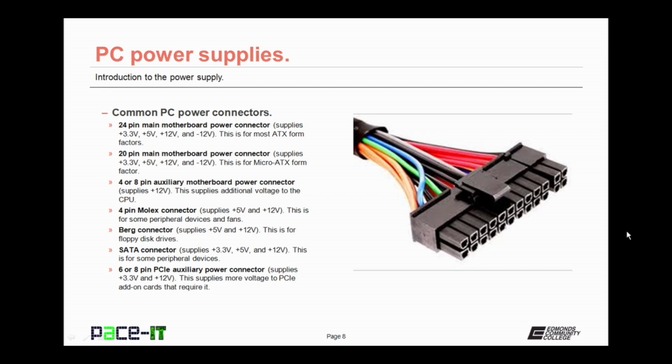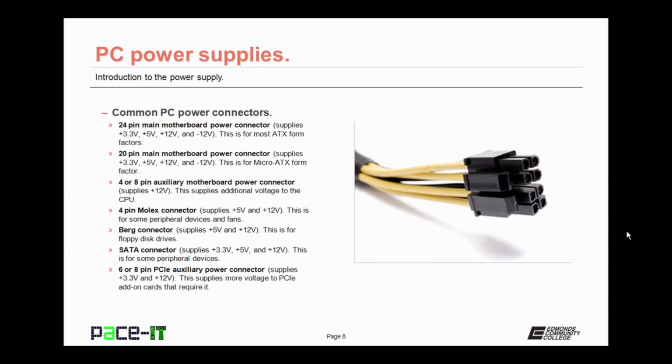There is the 24-pin main motherboard power connector, and it supplies 3.3 volts, 5 volts, 12 volts, and that negative 12 volt current that I talked about earlier. You use a 24-pin main motherboard power connector on most ATX form factor motherboards. There's also a 20-pin main motherboard power connector, and it supplies the same voltages that the 24-pin does. And this connector is for the micro ATX and smaller form factors.